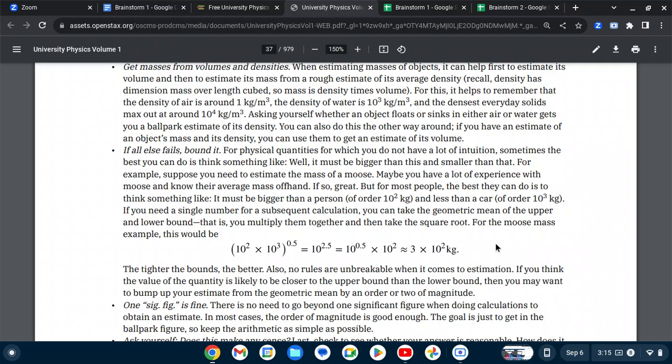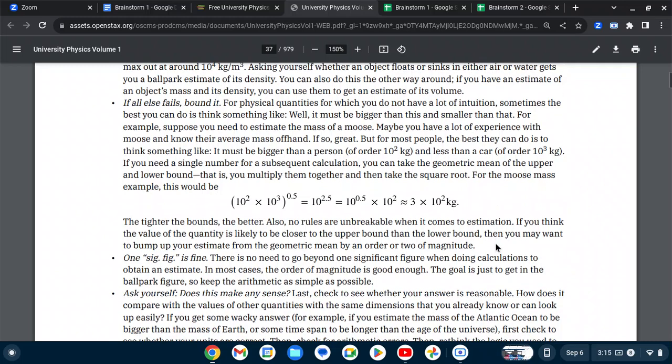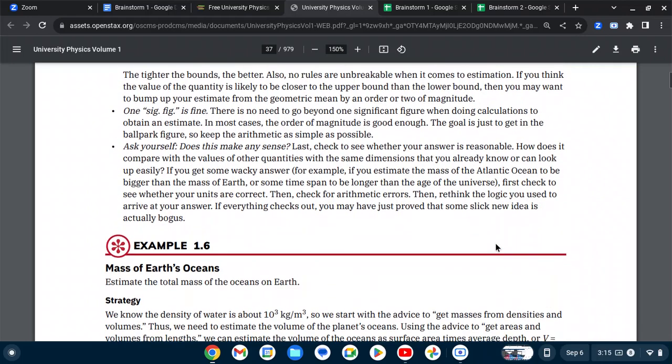For the moose mass example, this would be (10^2 times 10^3) to the half power, equals 10^2.5, equals 10^0.5 times 10^2, equals 3 times 10^2. The tighter the bounds, the better.